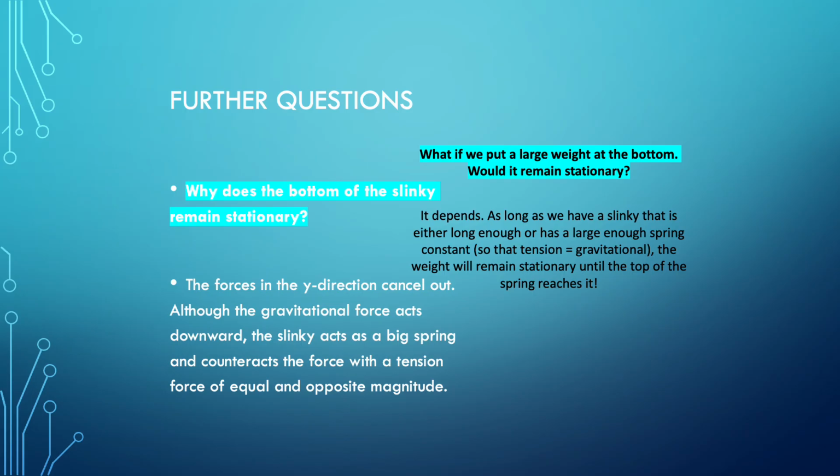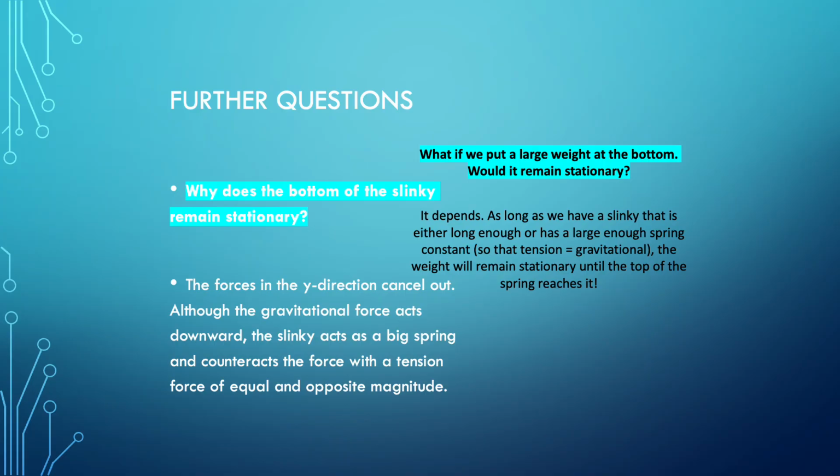For further questions, I asked, what if we put a large weight at the bottom? Would it remain stationary? And why does the bottom of the slinky remain stationary? So for the first question, my answer was, it depends. As long as we have a slinky that is either long enough or has a large enough spring constant so that tension is equal to gravitational force, the weight will remain stationary until the top of the spring reaches it.